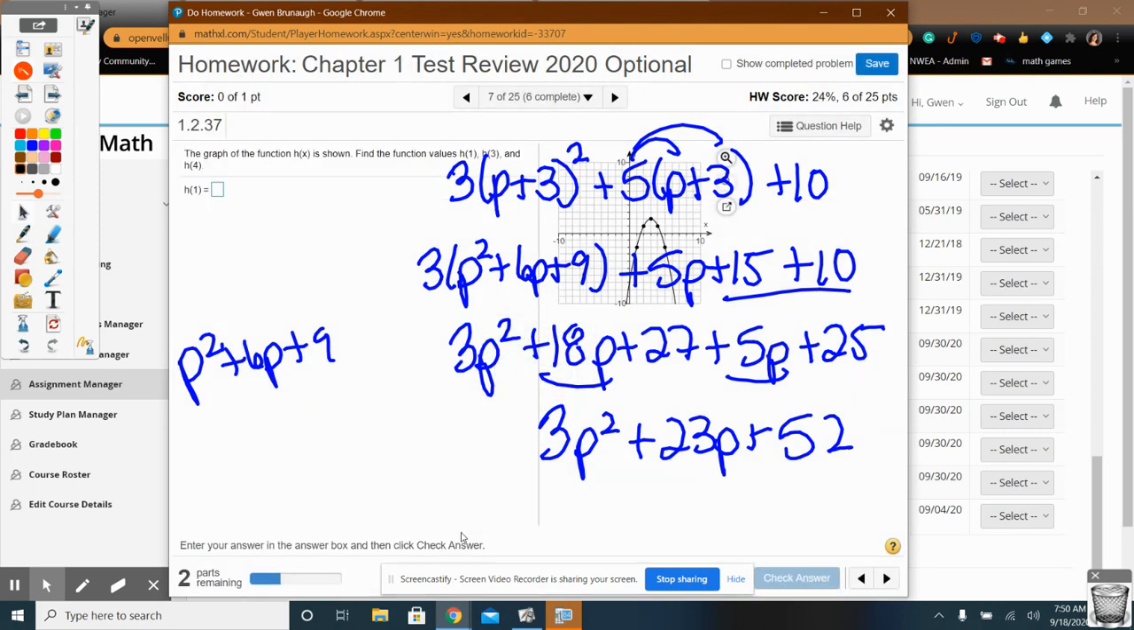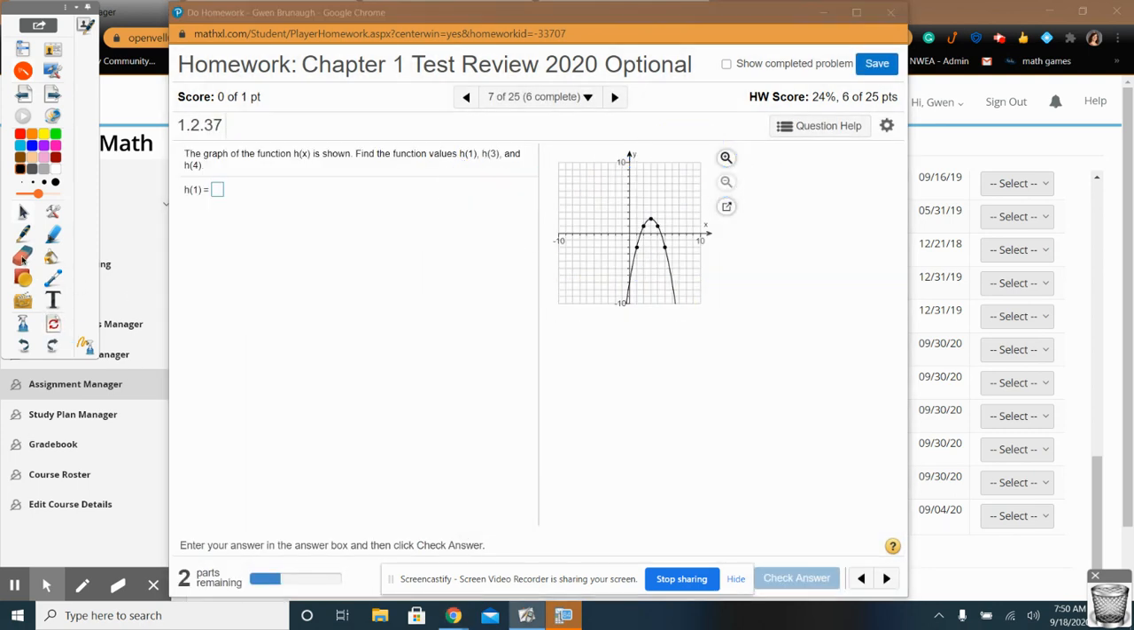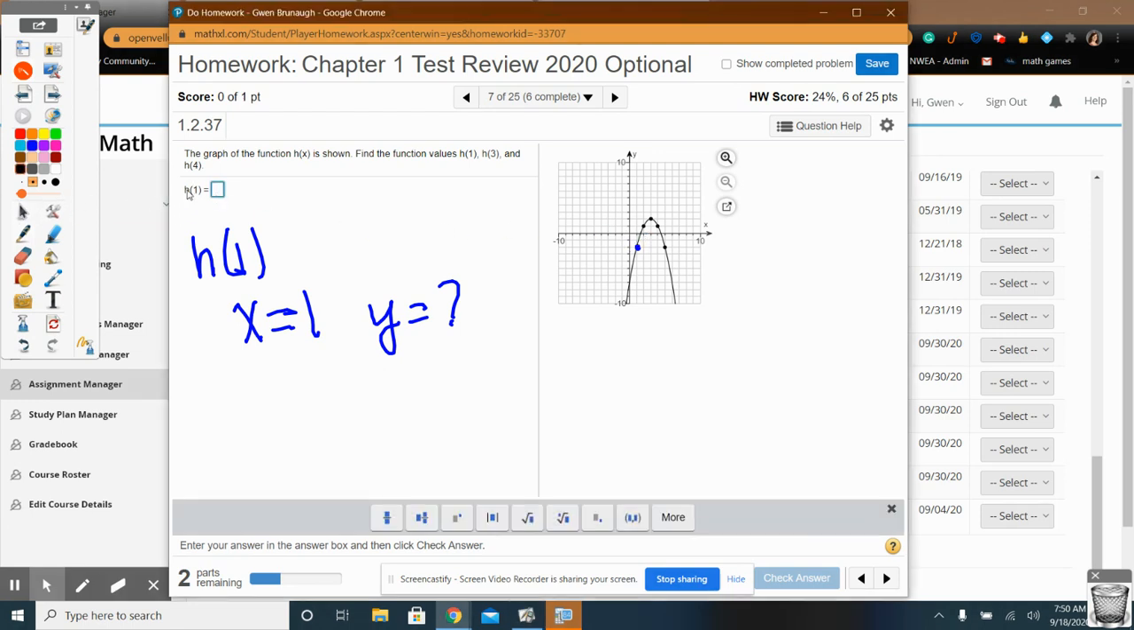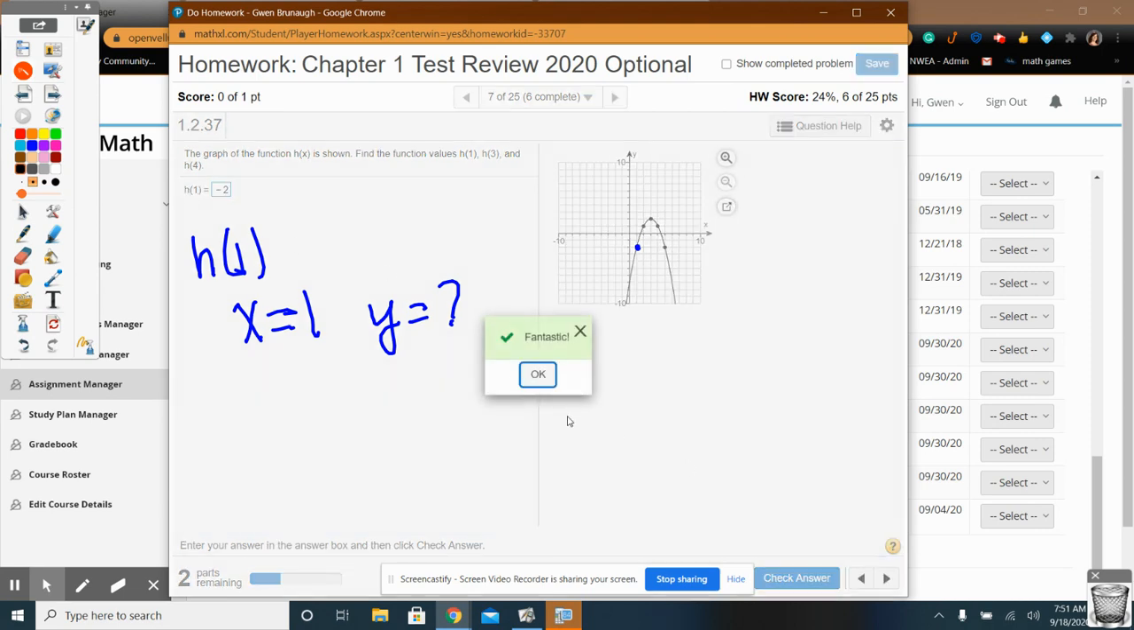Work. Right, looking at the graph, finding values. If you have h of 1, they want to know what y would be if x equals 1. What is y? So you just go to where x equals 1 on your graph, which is right here. And you try to find the point, which is right here, and the y value at that point is negative 2, because the point 1, negative 2 is on the graph.